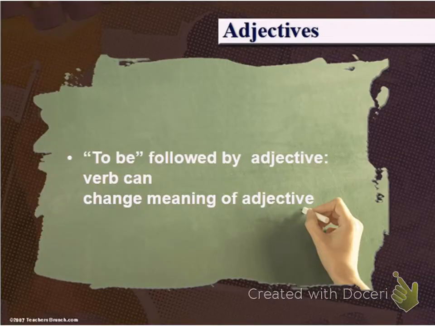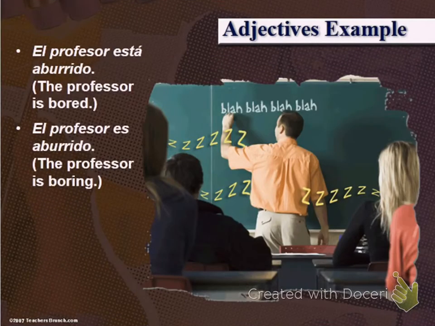Adjectives, same thing. Sometimes you can have adjectives with either verb. Let me show you a couple of examples here. The professor is bored. That would be a condition. He's bored right now, but he won't always be bored. But if he is boring, then that's part of his personality. That's just who he is. That's like saying somebody is tall or short. Okay. So notice the two different verbs here are being used with a condition. Something that he's bored, something that'll change is estar. Something that's more permanent, part of the personality would be ser.